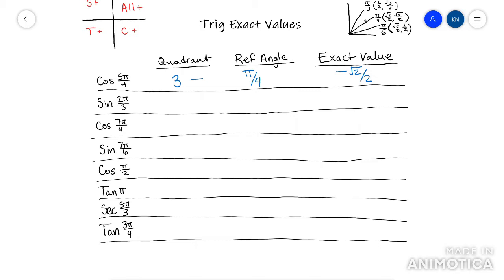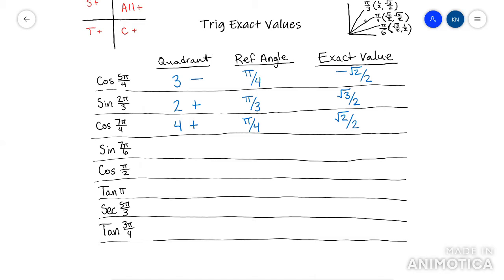Sine 2 pi over 3. 2 pi over 3 is in quadrant 2. Sine is positive there. My reference angle is pi over 3. So all I have to do is go find pi over 3. Find the sine of pi over 3. So my answer is root 3 over 2. The next one, cosine 7 pi over 4. This is in quadrant 4. Cosine is positive there. My reference angle is pi over 4. So I just go to pi over 4, and I find the cosine of it, root 2 over 2, and that's my answer.